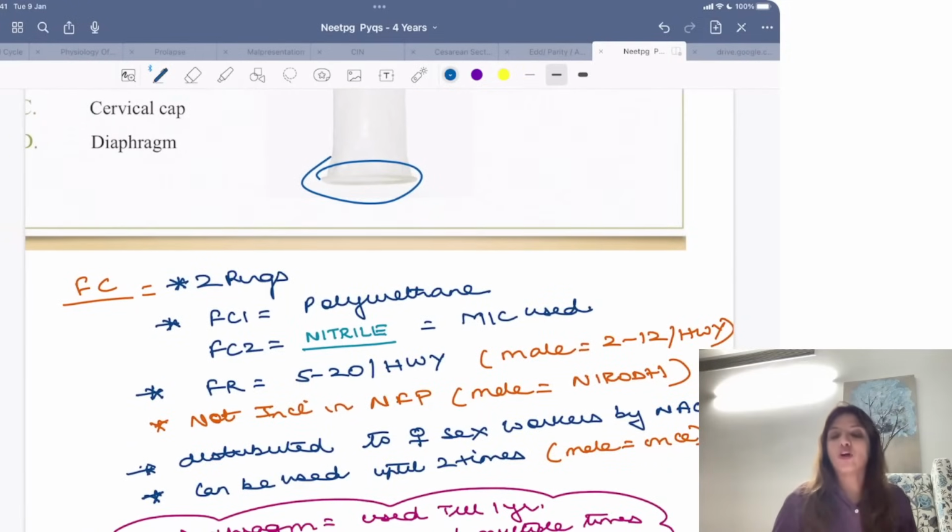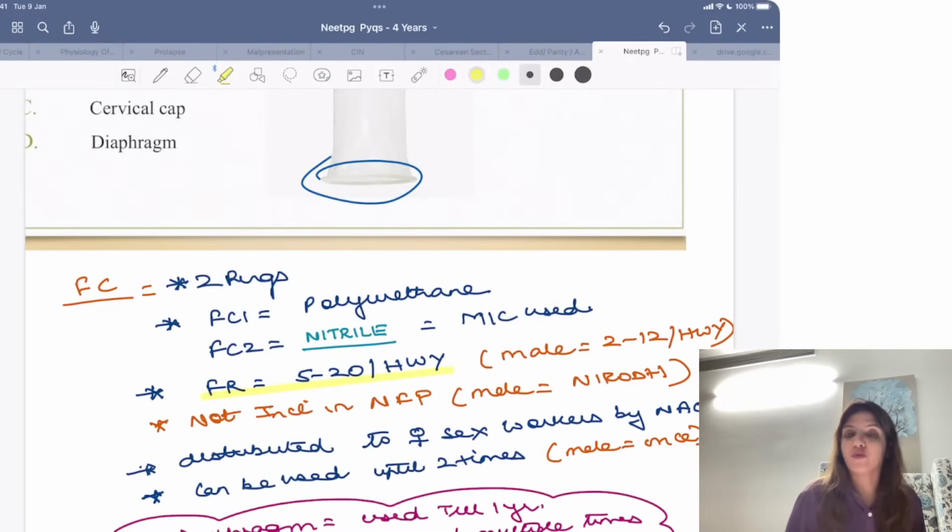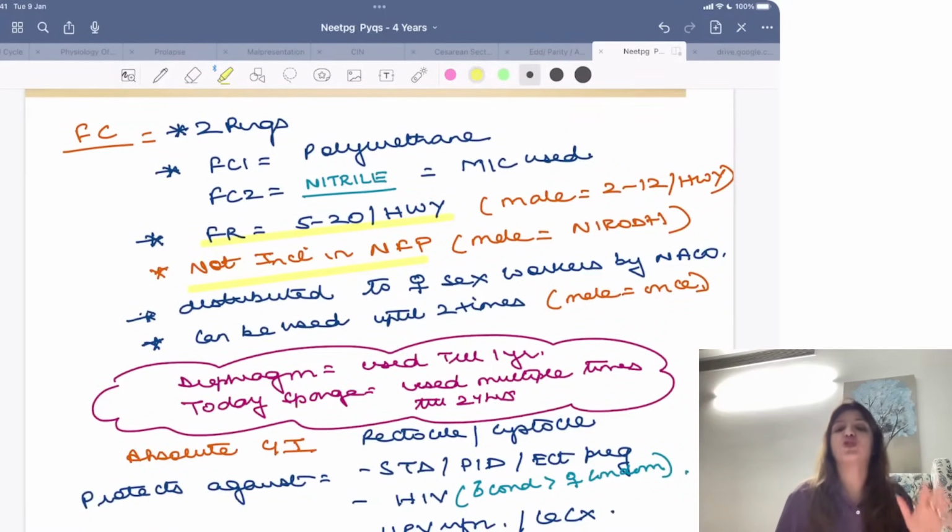Now, the female condom FC1 is made up of polyurethane, FC2 is made up of nitrile, and that is the one which is most commonly used. Failure rate of female condom is 5 to 20 per 100 women years, whereas for male it is 2 to 12 per 100 women years. Please remember, female condom is not included in the National Family Planning Program, whereas male condom is included in the National Family Planning Program by the name of Nirodh. Now, female condom is distributed free of cost to female sex workers by NACO.